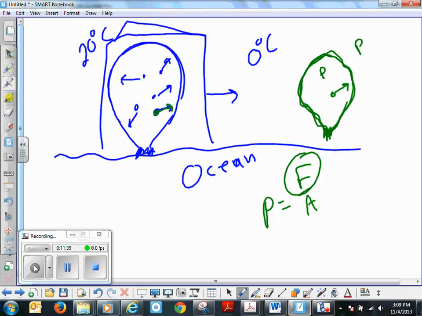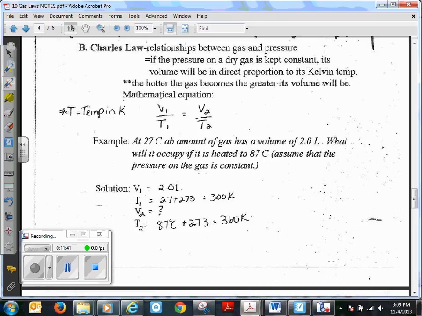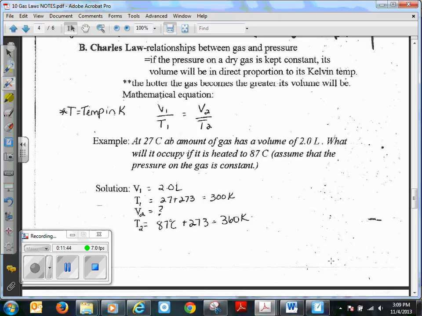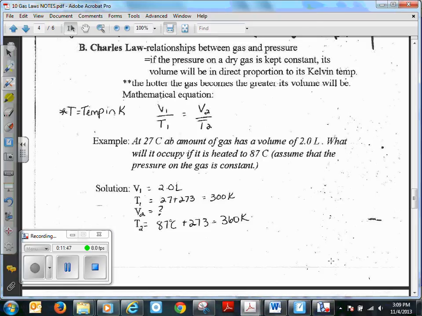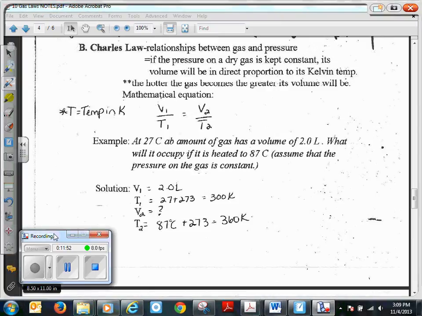So that then is what you want to write down here on your last bit of notes. It's called Charles' Law. Everything that we just explained is Charles' Law. So the classical definition is right here. If the pressure on a dry gas is kept constant, its volume will be in direct proportion to its Kelvin temperature. Okay, so that's a big important thing right here.